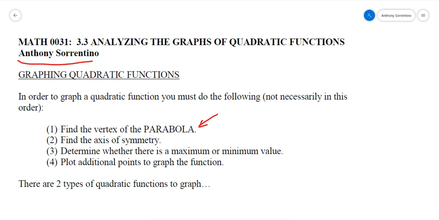So there's two formats that we can easily graph quadratic functions, and we're going to talk about both of them. But generally, when I graph quadratic functions, I want to find the vertex first, because the vertex is that either highest point or lowest point, and that's where the main shape is coming from.